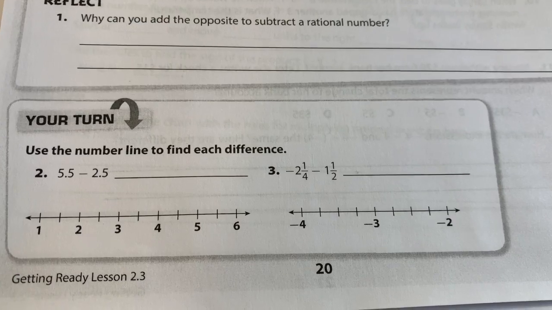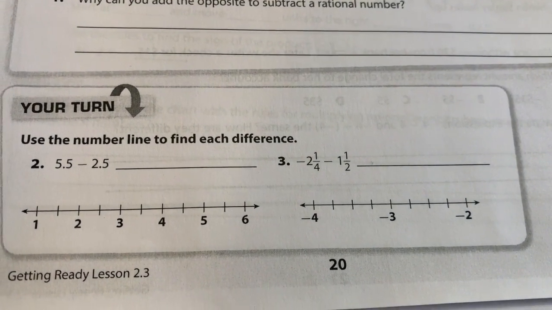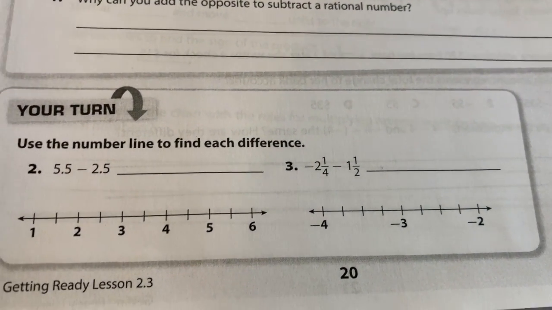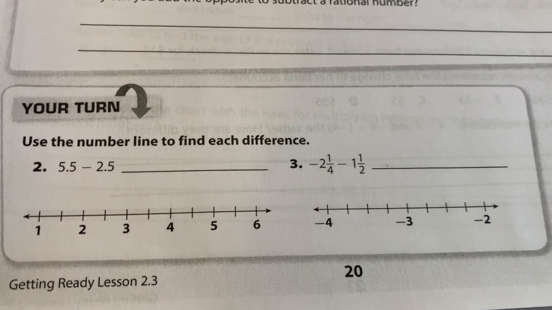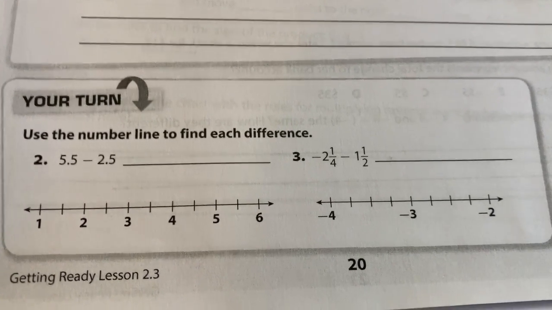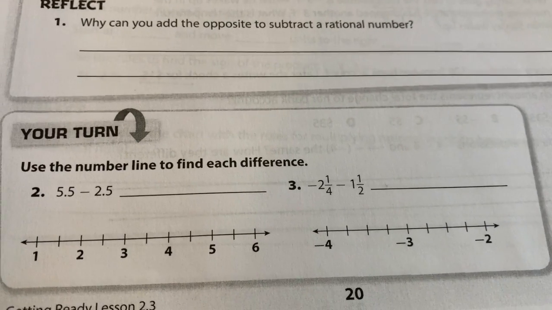So let's try 2 and 3 here. What I want you to do, it doesn't say to do it here, but I would like for you to rewrite this as adding the opposite, and also use the number line. And then pause, and we can check your answers.